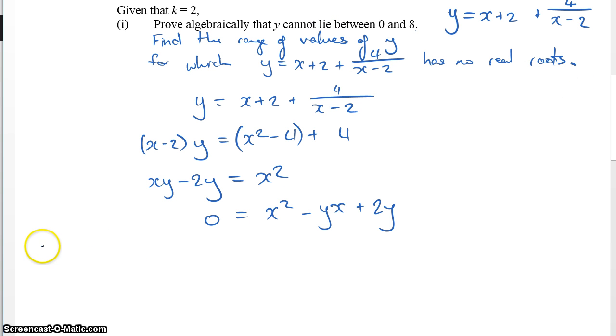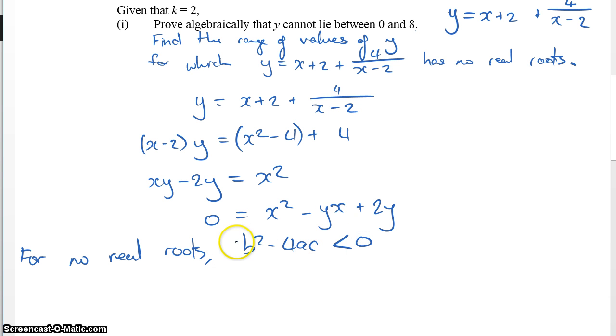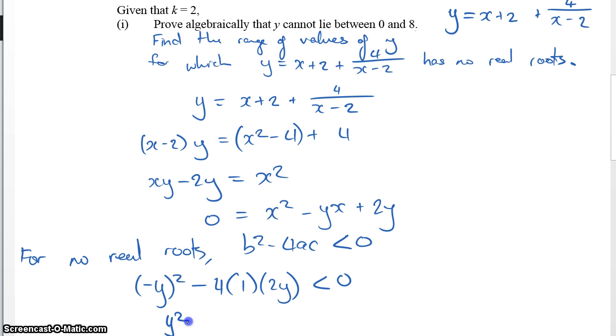So for no real roots, I want b² - 4ac to be strictly less than 0. So what's b² in this case? That's negative y, so (-y)² - 4, a is 1, c is 2y. I want this to be strictly less than 0. In other words, I want y² - 8y to be less than 0. I think you can see y² - 8y factorizes as y(y - 8).